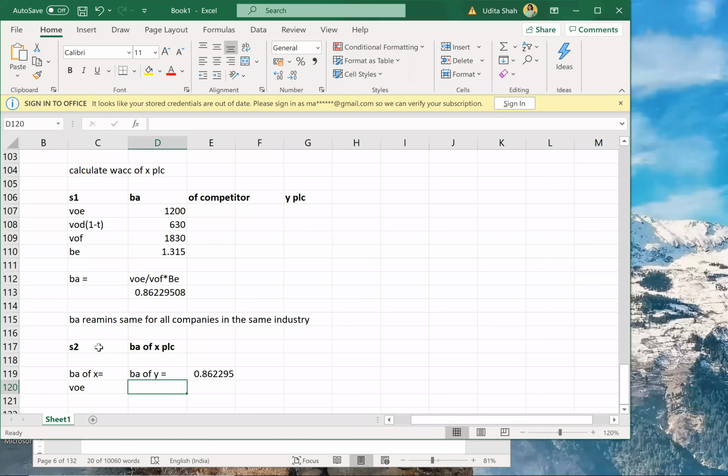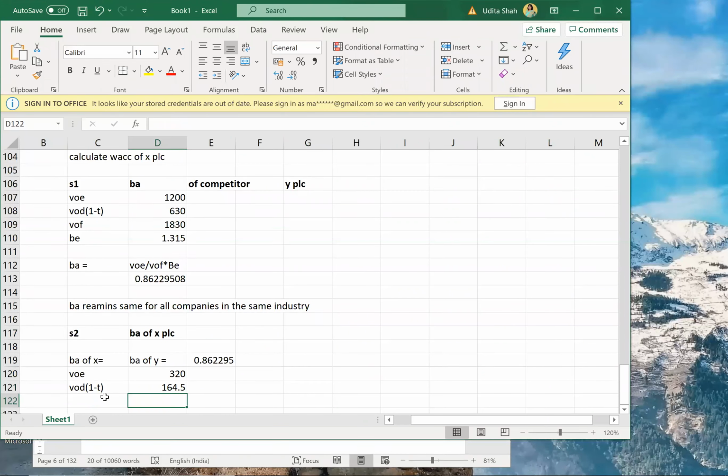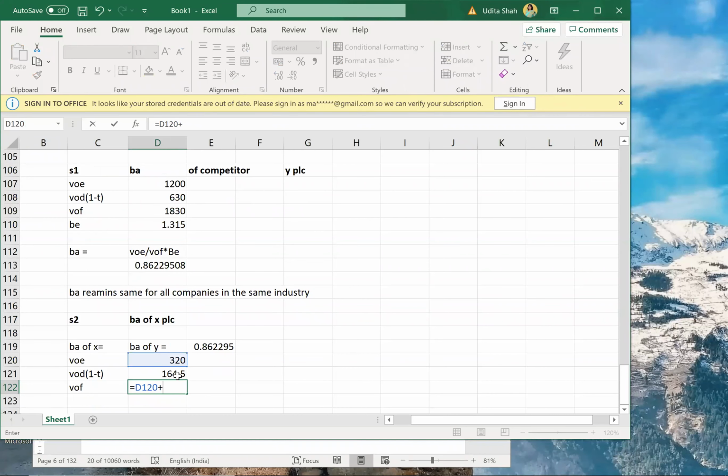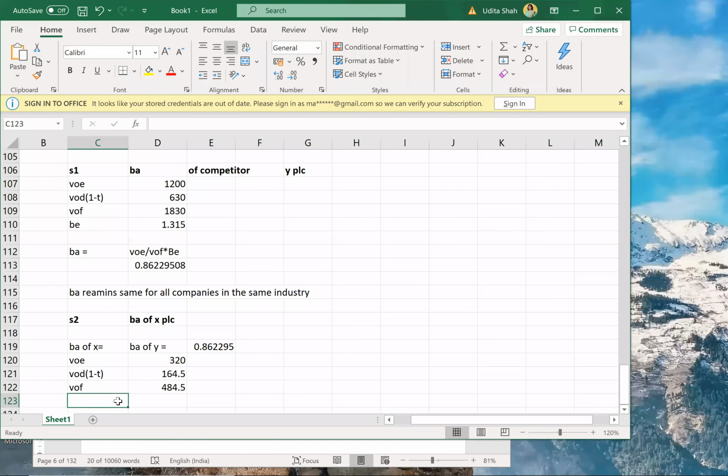Now value of equity. What is the value of equity? 320. Value of debt, again here also value of debt is given, so I need value of debt net of tax. So 1 minus T. So value of debt is how much? 235 into 1 minus T. So I can directly do 70% also. 164.5. Value of firm will be the addition of these two. And beta of equity I don't know. Beta of equity will become my balancing figure.